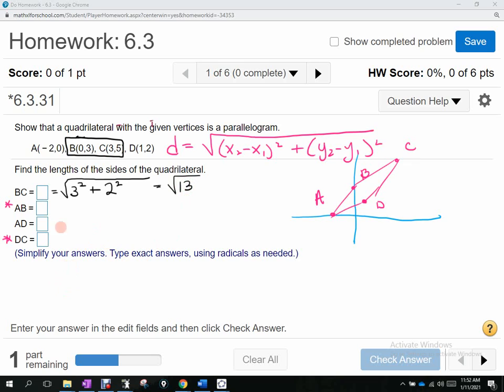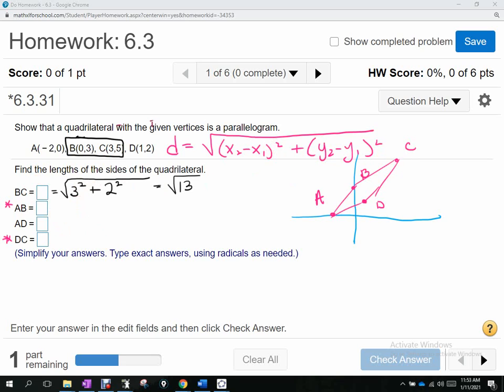Now what I would do is I would jump straight down to AD and find AD, because some of these questions could be, I find BC to be radical 13. If I find AD to be like radical 12, then I automatically know this is not a parallelogram, right? So I'm going to find AD. Obviously in this question you need to type in all the values regardless, but if it's like an open-ended question and it just says yes or no, then that's how I would maybe approach that answer the quickest.